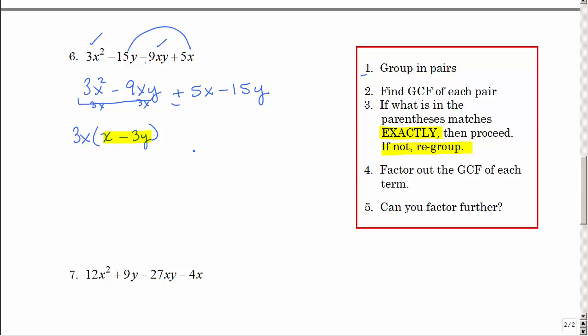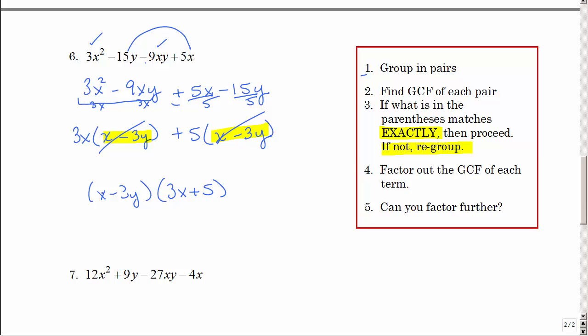Now I have a plus inside in front, so I'm going to take out a positive 5. Well, that's going to leave me x minus 3y, and now those match exactly. So when they match exactly, we can take out what matches, because that's the GCF. If I divide both of those by the x minus 3y, I'm left with 3x plus 5. I do this problem to show you that you sometimes need to regroup. You can change the order, all that stuff.